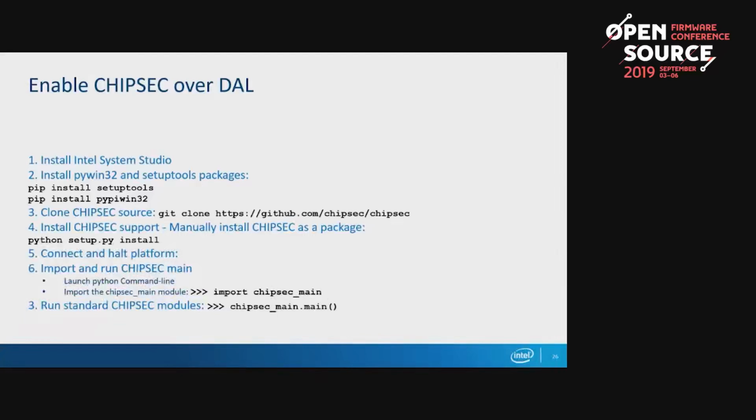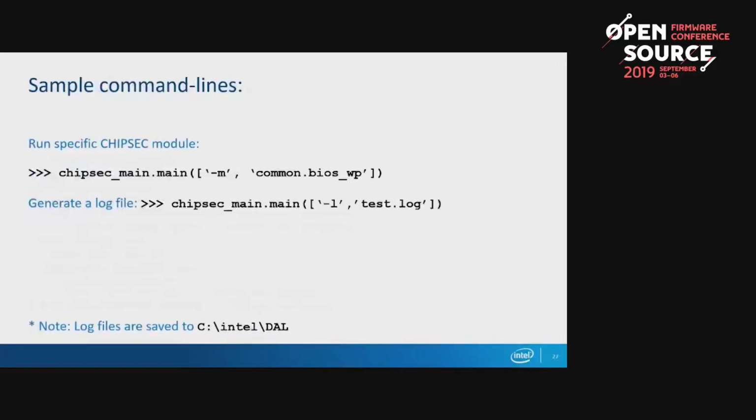So you clone your chipsec, you install chipsec, connect and halt the platform, and then you import chipsec. So for example, import chipsec_main, and then you can run chipsec_main.main. And if you want to run a specific module, there's a bit of funky parentheses and a comma syntax here, but you can run just the BIOS write protect, or you can do logs. The logs will be saved to the place where your Python console is running from. So it's typically C:\Intel\DAL, but could be anywhere, Program Files, wherever you installed it. It's from wherever you're running it from.